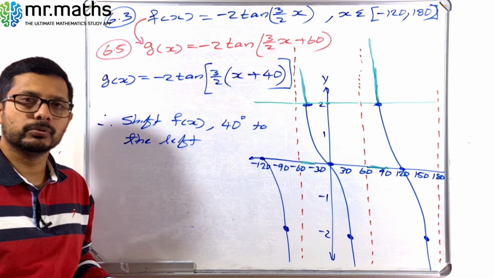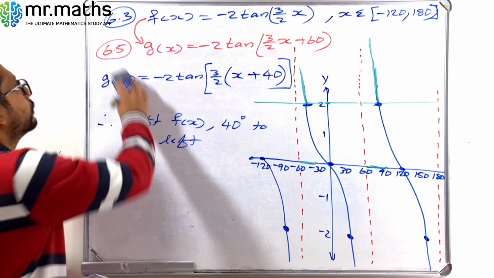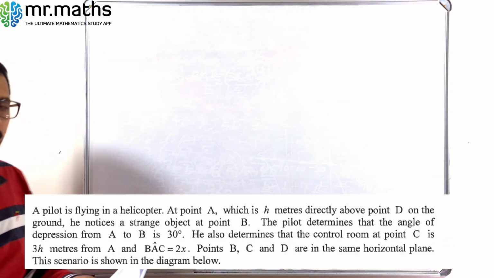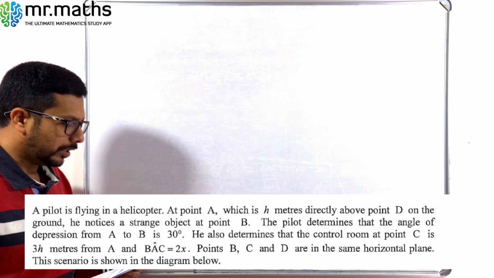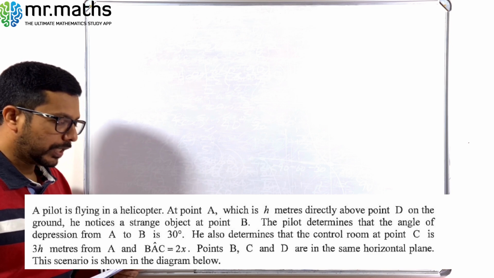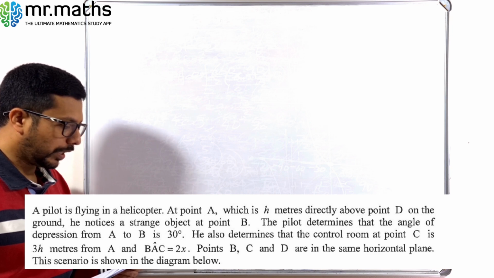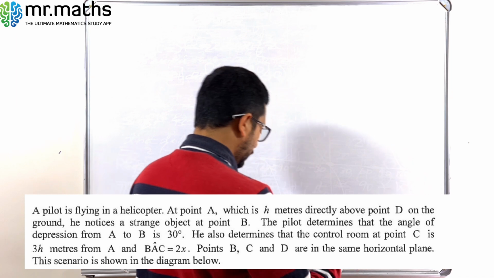Now we have to go to question number 7. A pilot is flying in a helicopter at a point A, which is 8 meters directly above point D on the ground. So first let me draw that graph.